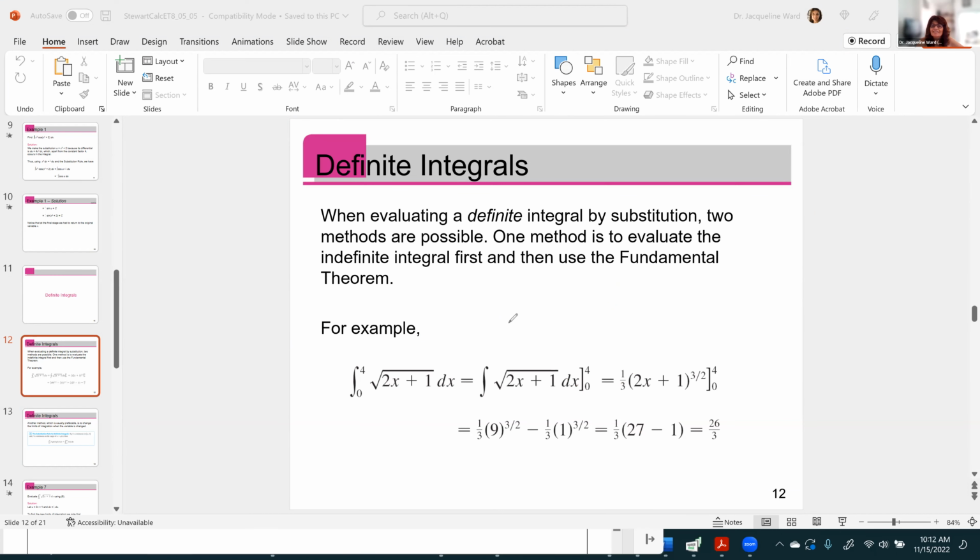So this first method is, you do the integral, and we've already seen how with the indefinite integral in the previous example. It would be 1/3 u to the 3/2. And in this first method, they substitute back the u first, and then evaluate from 0 to 4. You put the 4 in: 4 times 2 is 8 plus 1 is 9. 9 to the 3/2, the 2 is on the bottom, so that's the square root of 9, which is 3. 3 cubed is 27. So you have 27/3 minus 1/3, which is 26/3.